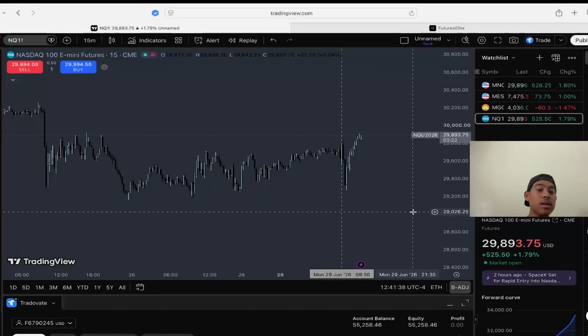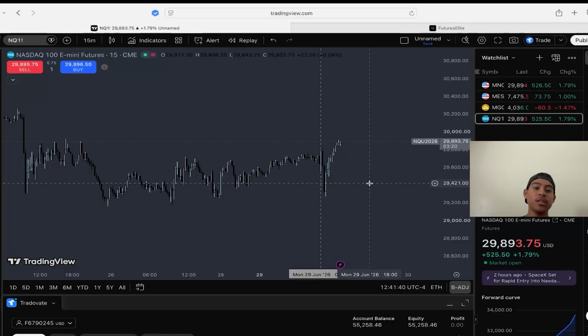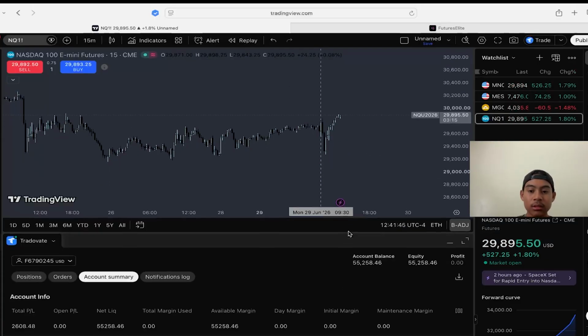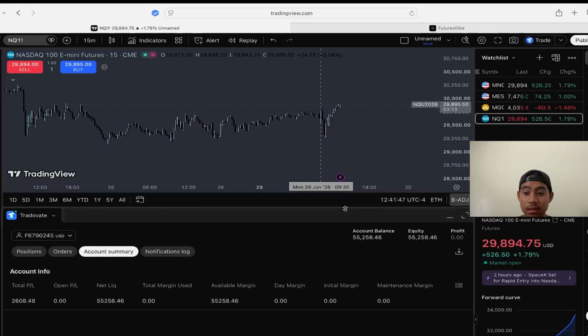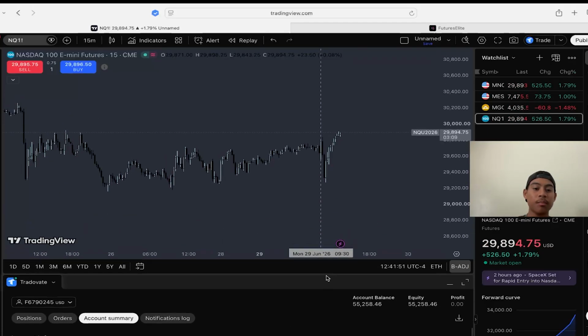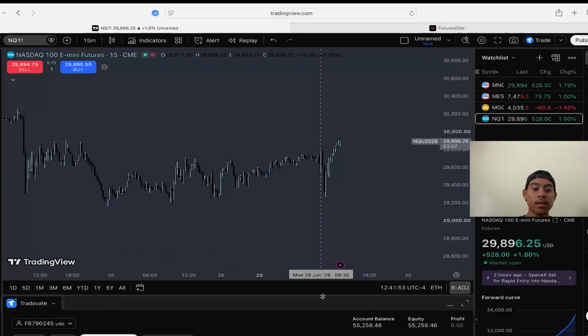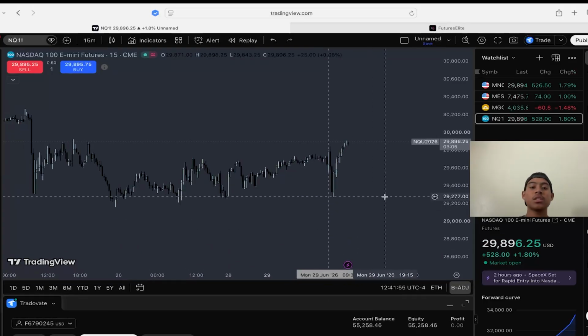Today I made around $2,600 on 3 Futures Elite accounts. Here's the trade account summary right here. Boom, as you can see, $2,600, and this was on 3 accounts with the firm. I just got a payout with this firm, so I'm scaling into more accounts right now. So yeah, let's just go over the trade recap.